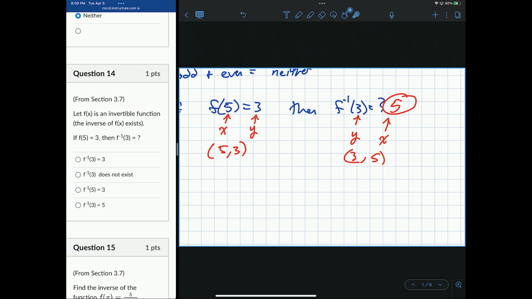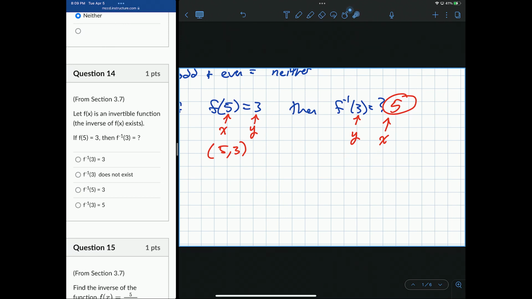I said that in f inverse, you reverse the x and the y. That's why I wrote them in the wrong order here. But then I actually pointed, that's the y value from over here, and this is the x value from over here. So maybe I shouldn't have written this like this.